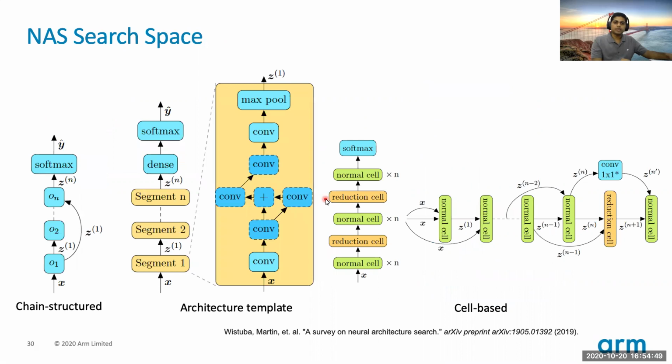So this figure shows at a high level what the NAS search space looks like. I'll not go into detail on this. The bottom line here is that the search space should be large enough to include a lot of solutions, but should be expressive and small enough to be able to search within a very short time. There are different ways to reduce the search space: chain structure, architecture template based, and cell based. Like I said, the goal is to reduce the search space and still be expressive enough for the NAS to find good solutions.